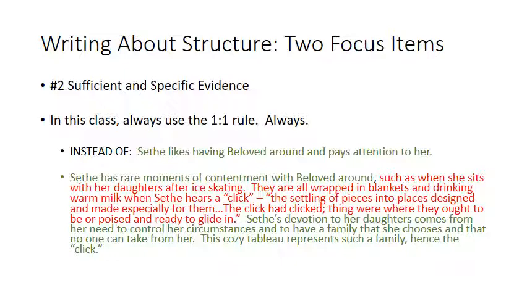I chose to talk about the click. So Sethe's devotion to her family comes from her need to control her circumstances and to have a family that she chooses and that no one can take from her. This cozy tableau represents such a family, hence the click. Okay? So the analysis is so much more specific because I'm actually looking at and spending time with specific details from the book.